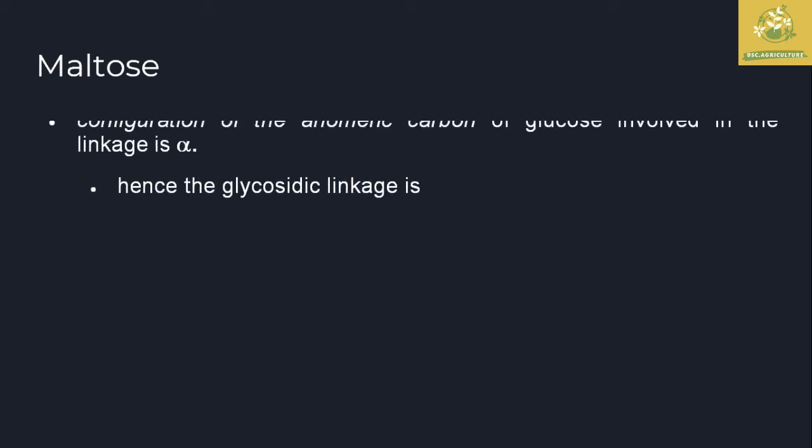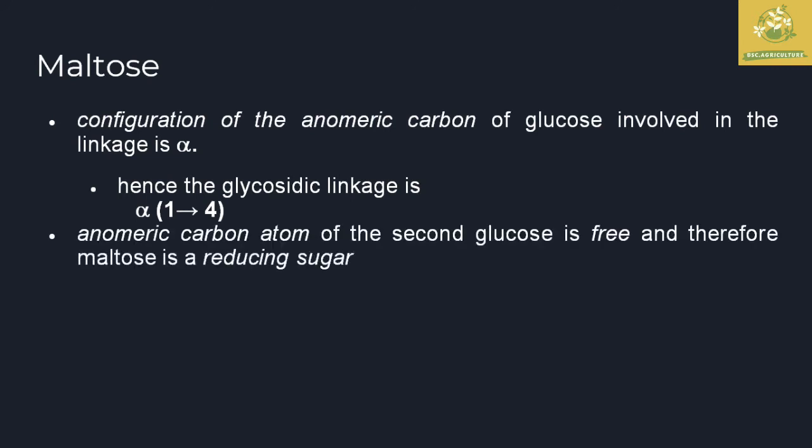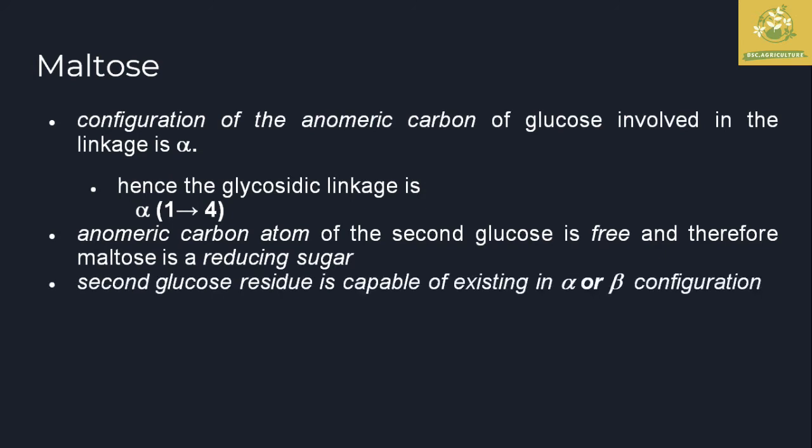Now the configuration of maltose: the anomeric carbon of one glucose is involved in the alpha linkage, hence the glycosidic linkage is known as alpha 1-to-4. The anomeric carbon of the second glucose is free, so maltose is a reducing sugar, where the second glucose residue is capable of existing in alpha or beta configuration.